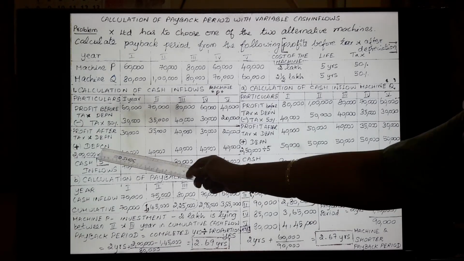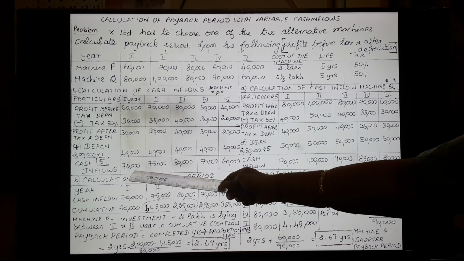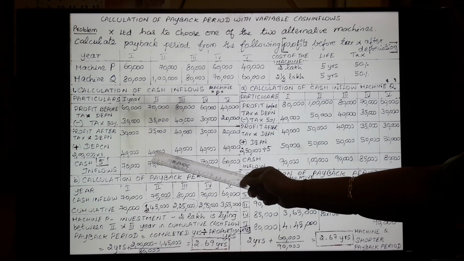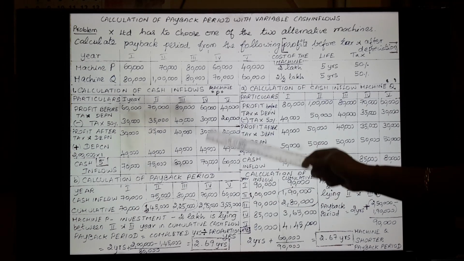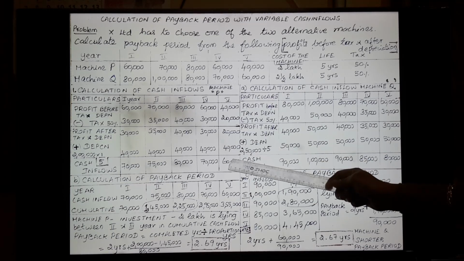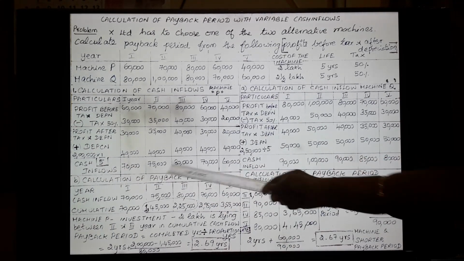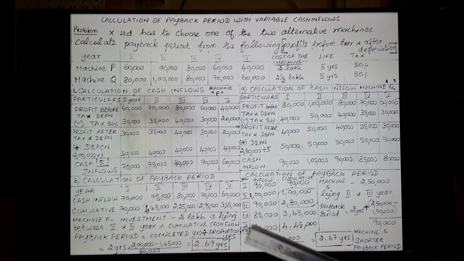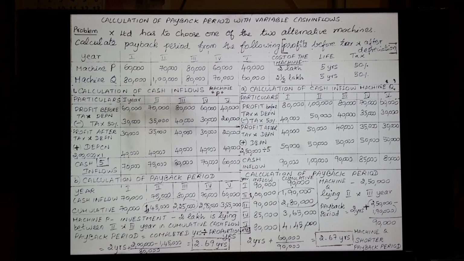If you add for the first year 40,000 to the 30,000, you get the cash inflow for the first year to be 70,000. In the same way, 40,000 plus 35,000 is 75,000, 40 plus 40 is 80,000, 40 plus 30 is 70,000, and 40 plus 20 is 60,000. So this is the expected cash inflows for machine P. Just now what you have done is calculated the cash inflow and not the payback period.